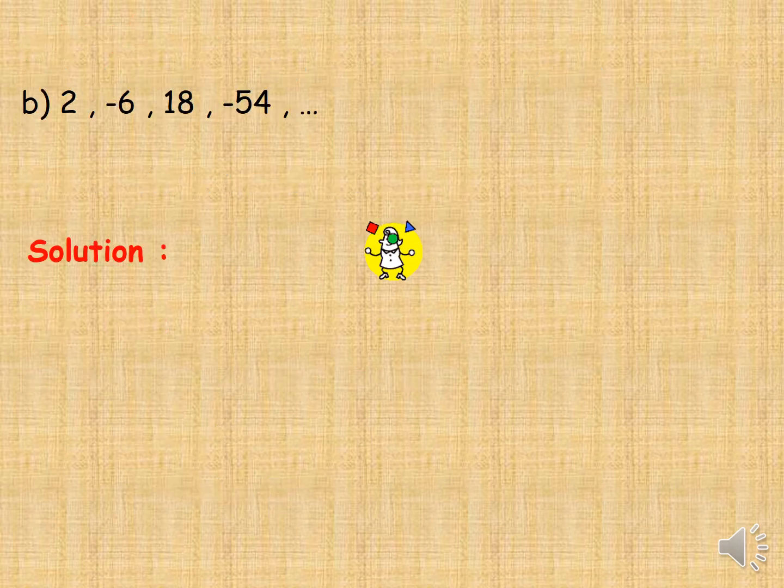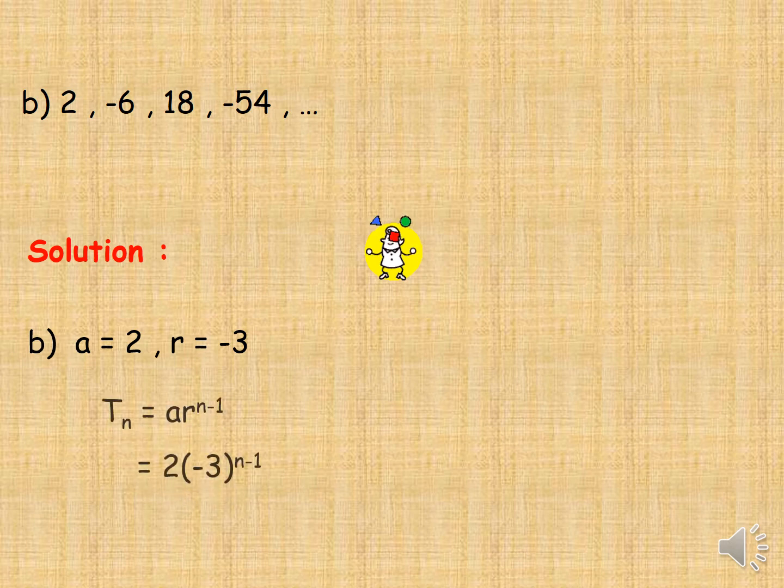For B, 2, negative 6, 18, negative 54 and so on. The first term is 2 and the common ratio is negative 3. Substitute A and R into the nth term formula. So Tn is 2 times negative 3 to the power n minus 1.